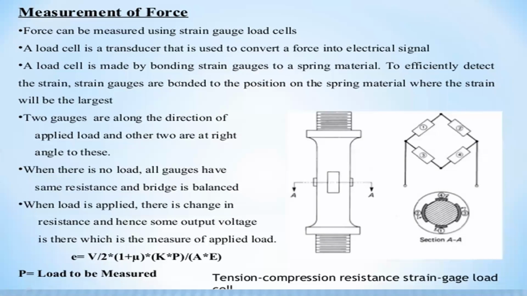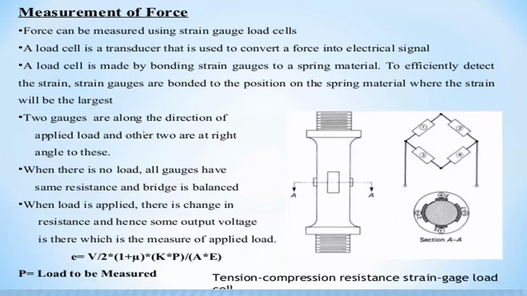A load cell is made by bonding strain gauges with a spring material. A spring material is attached to the strain gauge. What is the purpose of this spring material? To efficiently detect the strain, so that the strain gauge can measure the exact forces with the help of this spring material.